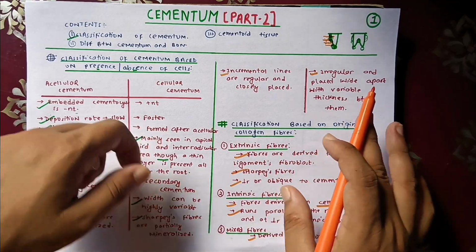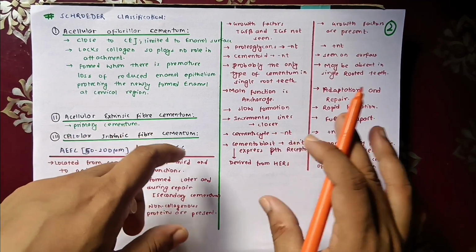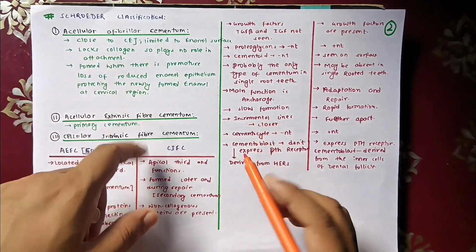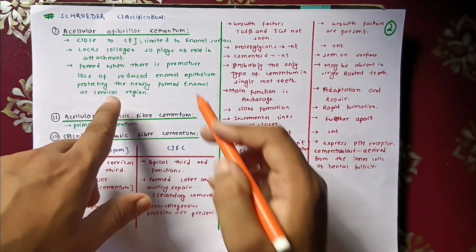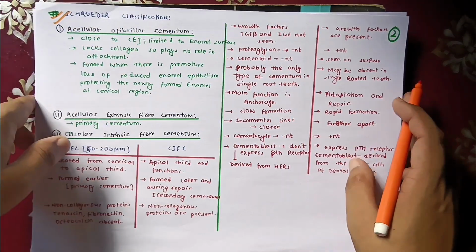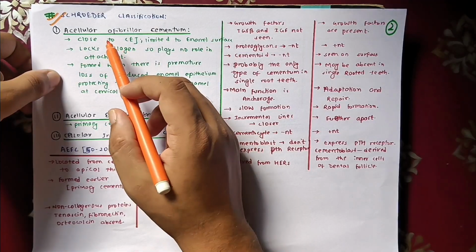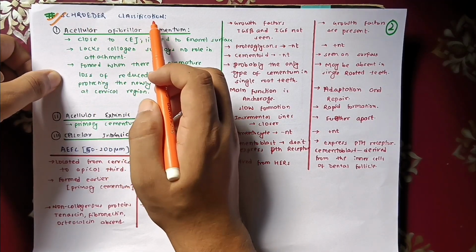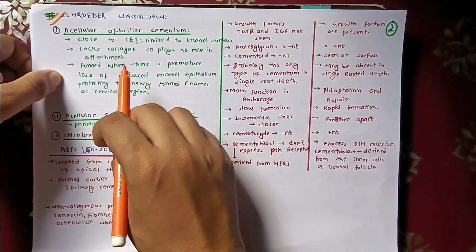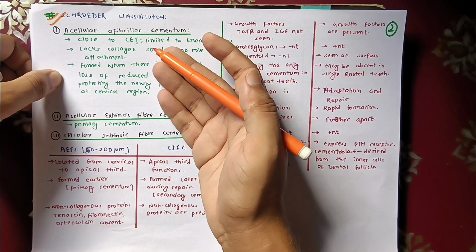Now, on the basis of those fibers and the cells, Schroeder classified the cementum into 5 types. This is very, very important in this cementum chapter. You should know this properly, so just focus and concentrate here. Schroeder classified cementum into 5 different types on the basis of the cells and the fiber present there.